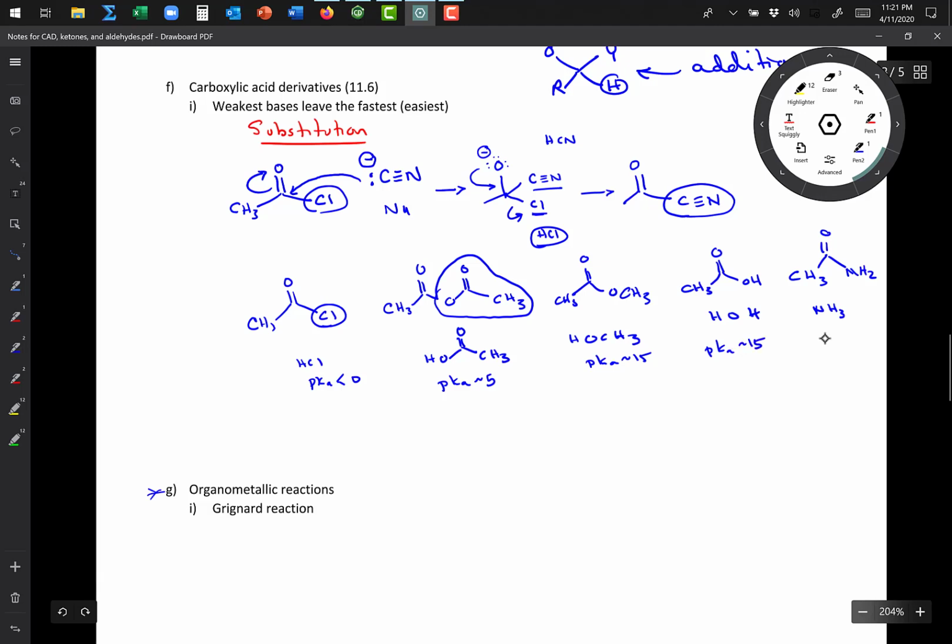And then NH3, the pKa is about 35. And so you'll see this progression. These two have about the same reactivity. That is, they're both about the same reaction rate in substitution reactions. And then if you were to look at where CN minus sits, CN minus, the pKa is around 9.